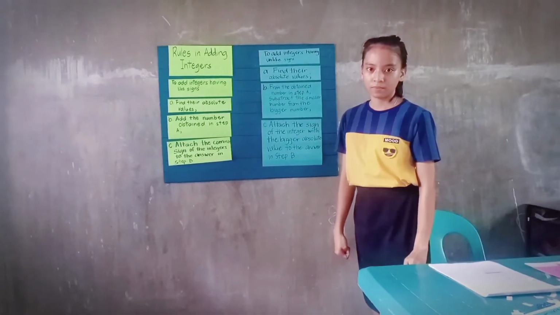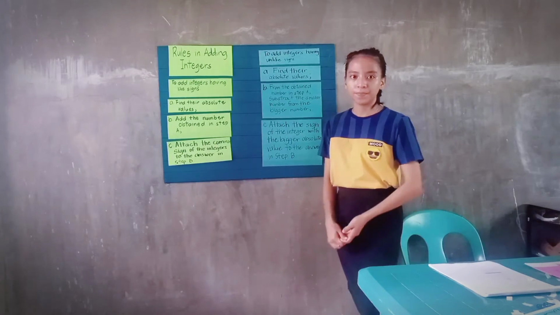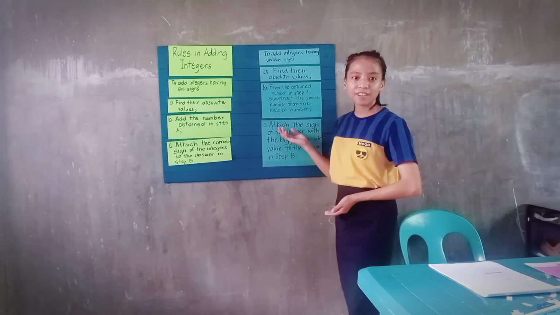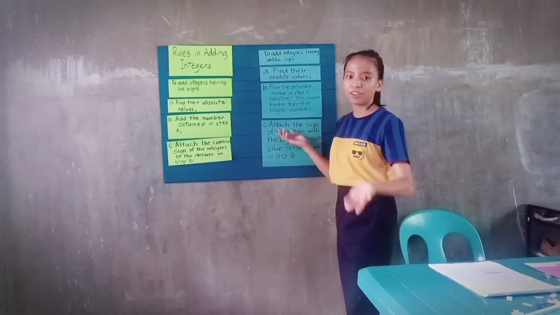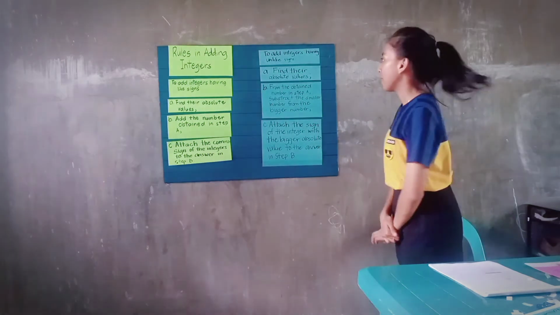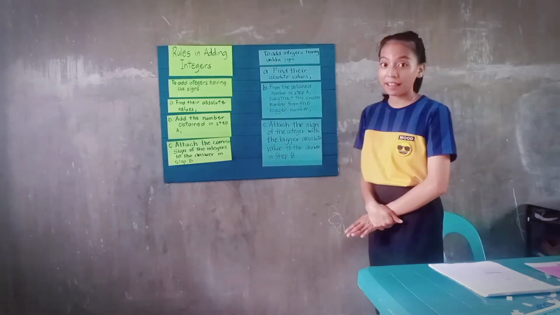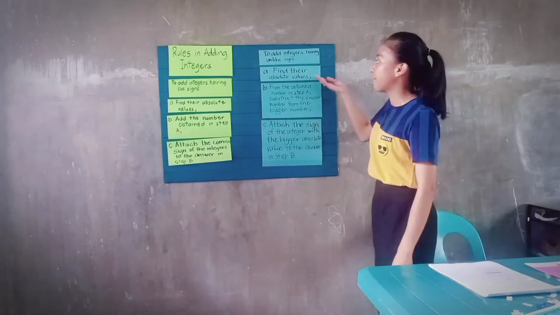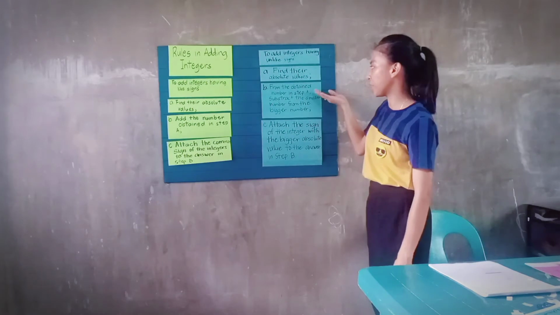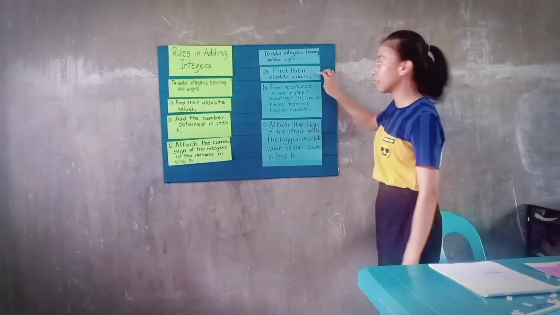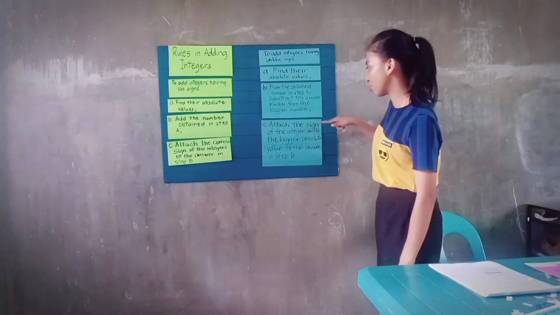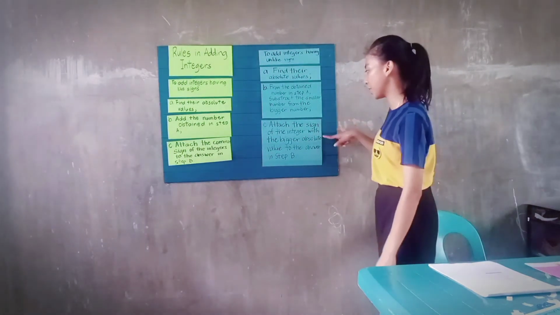Okay, who wants to read? Kindly read, Miss De Leon. Okay, thank you for reading it. To add integers having unlike signs, find their absolute values. Then, from the numbers obtained in step A, subtract the smaller number from the bigger number, okay? Attach the sign of the integer with the bigger absolute value.